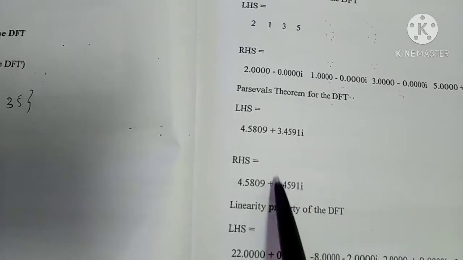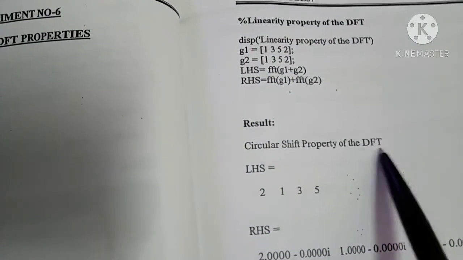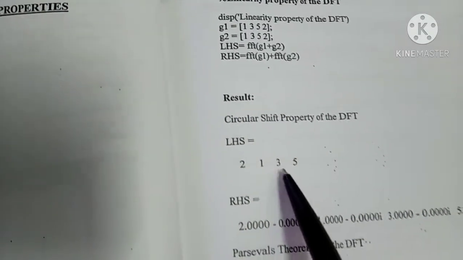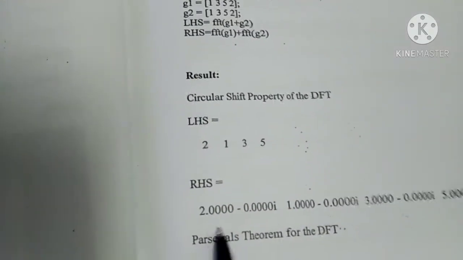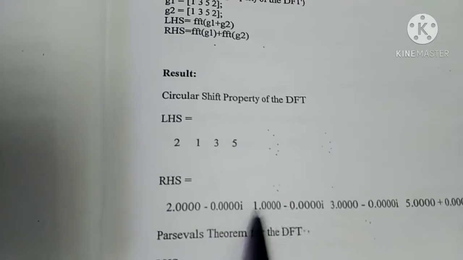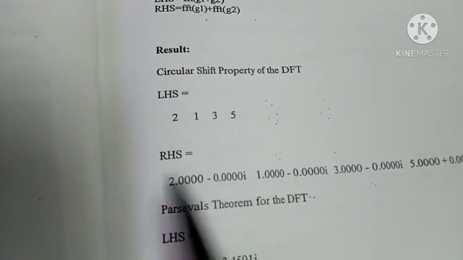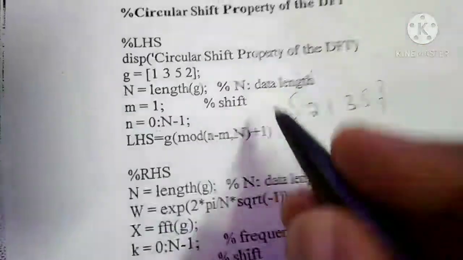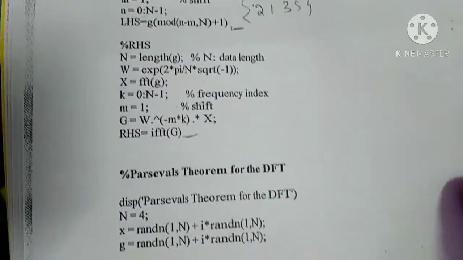See the LHS value and RHS value of the circular shift result. LHS is 2 1 3 5, and after shifting, 2 1 3 5. Leaving the zero term, we get back the same sequence. One thing you can observe here is that we have not placed a semicolon. If you don't place the semicolon, then it will display the result.